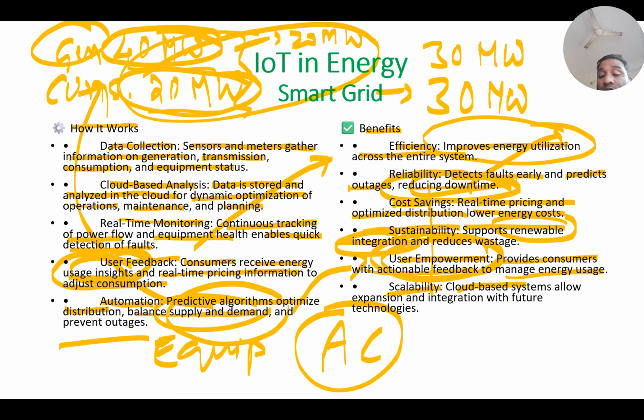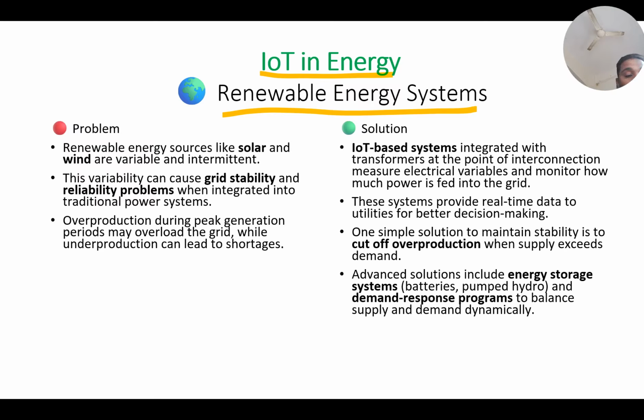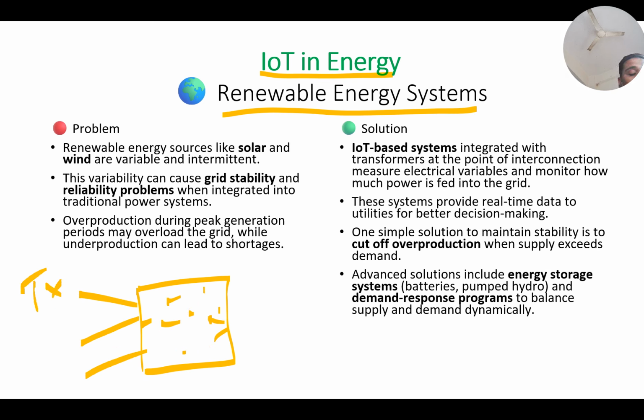Scalability. Cloud based systems allow expansion and integration with future technologies. So this is about smart grid. Let us go to the next application in energy, that is renewable energy systems. Now what I do? There is a grid here, here there is a transmission. Here transmission using coal, that is thermal power plant.